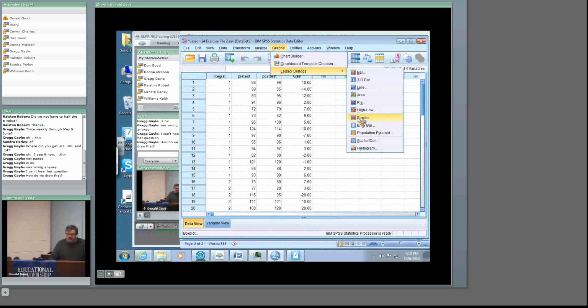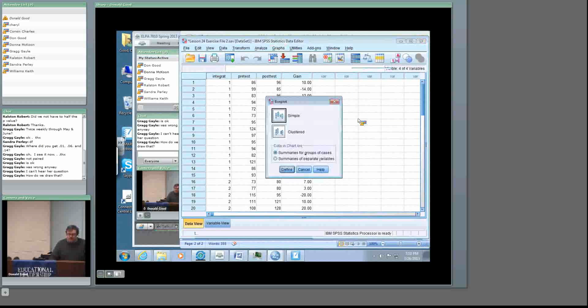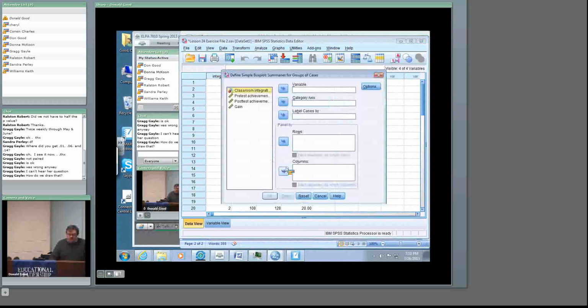We're going down to box plot. You can use error bar. Those are very similar, but we're going to do box plot. I can't remember if it's simple or clustered. I think it's simple. I think we leave it alone for the default. Right. In this case, we're measuring the gain for the 2 groups. Label cases by, that's where our grouping variable goes. Okay.